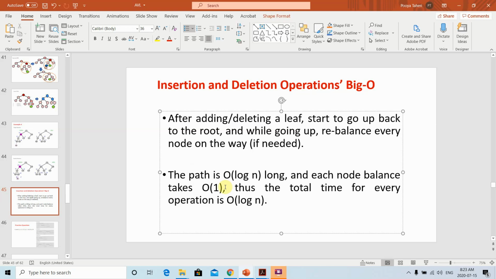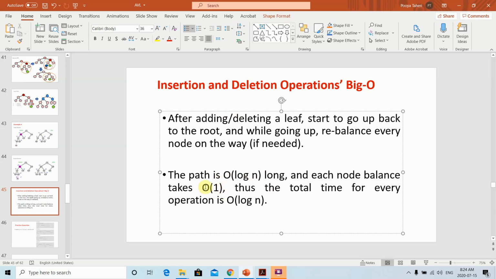Therefore, we saw that for BST, insertion, deletion, and search are always big O of height, right? If the tree is balanced, it's going to be big O of log n. So the insertion, after we do the insertion, is big O of log n, and we have to do a constant number of operations to rebalance the tree. So that one is order of one.